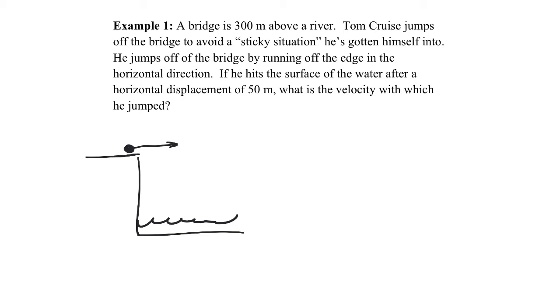All right, so he jumps off horizontally. He hits the surface of the water after a horizontal displacement of 50 meters. Let's draw his trajectory. What kind of shape will it be again? Yep, half the parabola in this case, but parabolic. Very good. It's not perfect, and I don't care if it's perfect. This is what it's going to look like.